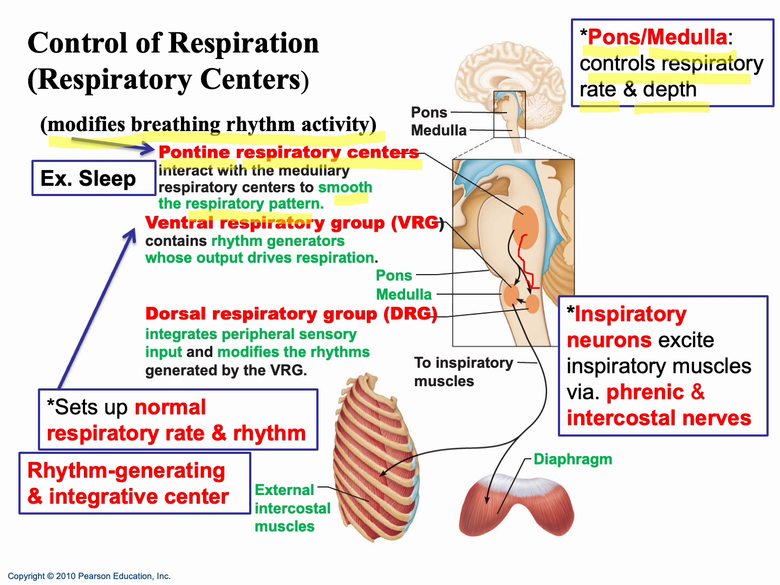So, the ventral respiratory group is important for setting up the normal respiratory rate and rhythm of breathing. It's considered to be your rhythm generating integrative center. So pretty important, a lot of important properties and duties here. The dorsal respiratory group in the back of the medulla oblongata will integrate peripheral sensory input and modify the rhythms of breathing.